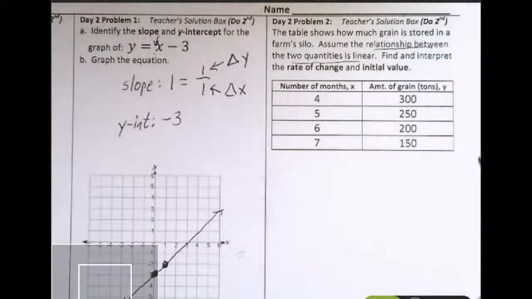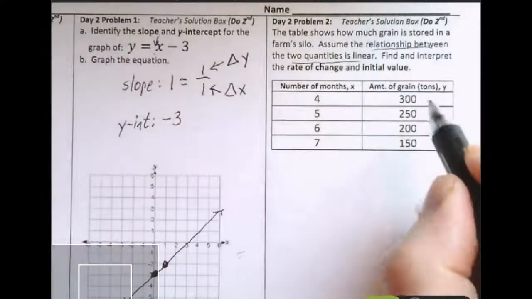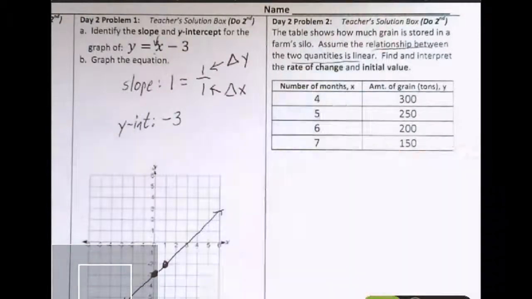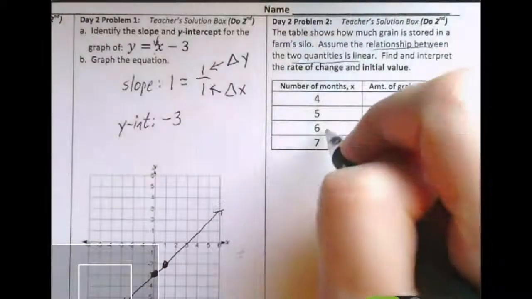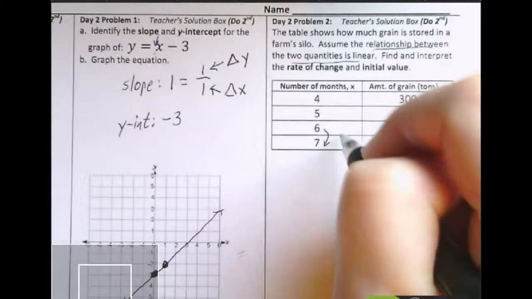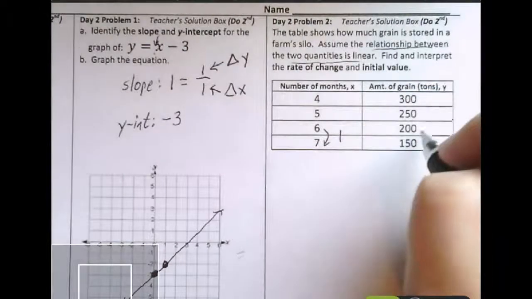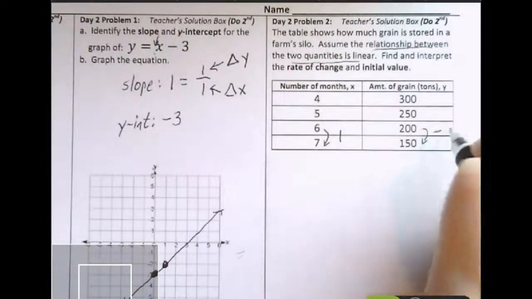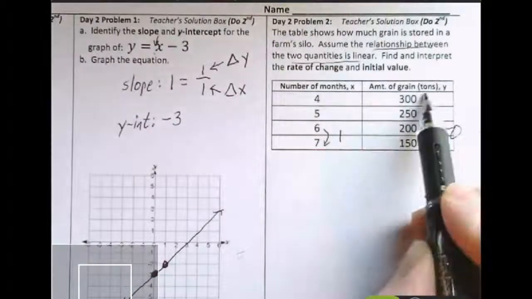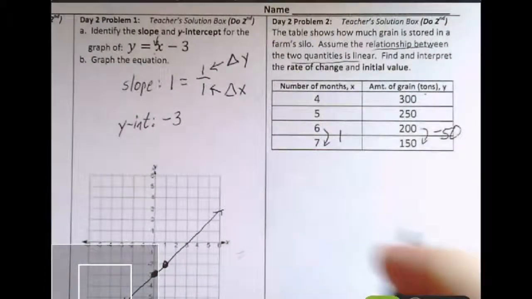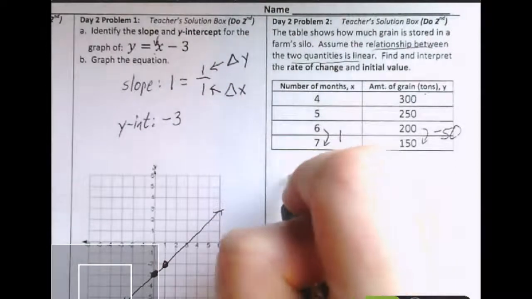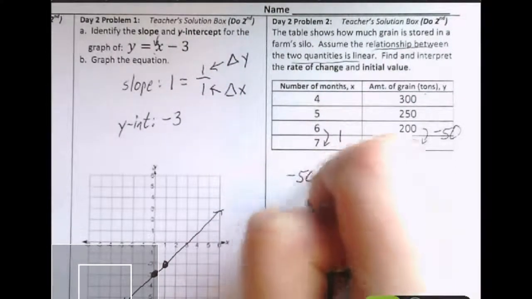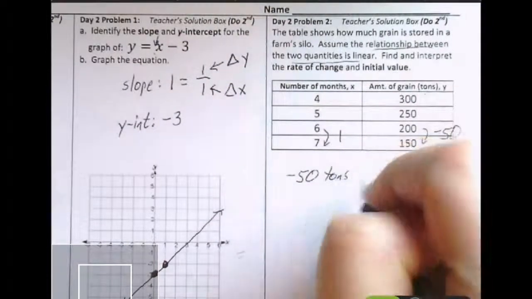Find and interpret the rate of change and the initial value. So rate of change, how is it changing? How is the amount of grain changing as time is going by? So from this row to this row, 1 month goes by. In that 1 month, it's decreasing 50 tons. And so writing that as a rate, we can say that it's negative 50 tons per month.